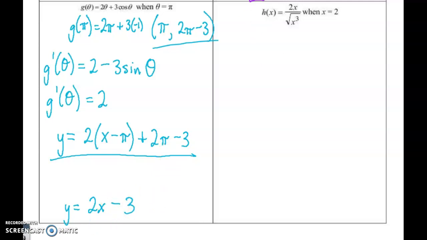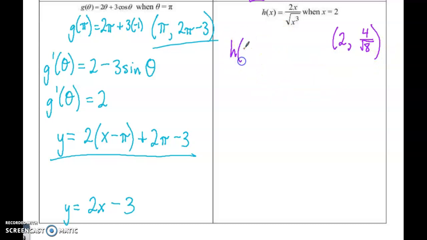And let's look at this next one. Again, you need the point. 2, well, plug that in, 2 times 2 is 4. Let's see, I think it's just going to be 2 cubed is 8 and the square root of 8. And you can just leave things unsimplified. There's nothing wrong with that.